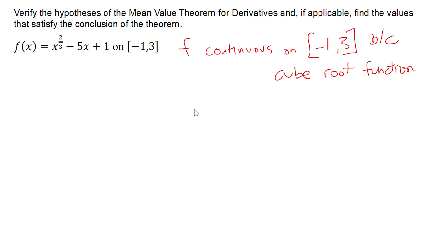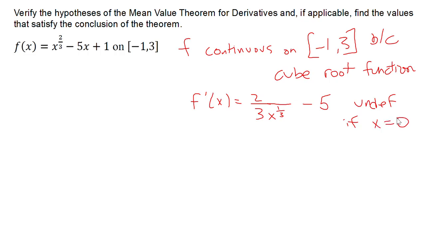And then we need to find the derivative, so f prime of x, which is going to be 2/3 x to the -1/3, or 2/3x to the 1/3, minus 5. Right? And so I think we can see that the only thing that's going to make this undefined is if that denominator is equal to 0. So this is undefined if x is equal to 0. Right? And so then we will say, well, 0 is on this interval.